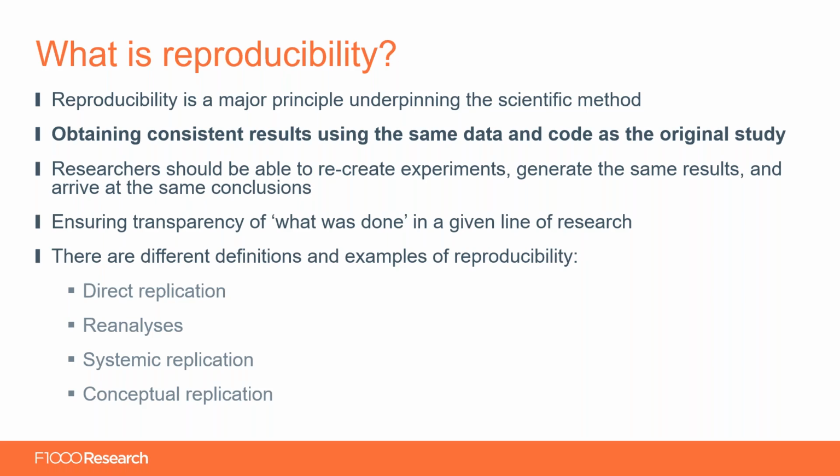So in order to actually recreate that experiment, researchers must have full access to the original paper and data. So in other words, what was done in a given line of research. So this obviously means transparency and open science is absolutely essential in achieving the goal of reproducibility. It's worth mentioning too that there are clearly different aspects to reproducibility, and the definition can vary from discipline to discipline. So we've included a few examples in the slides where we see different aspects of reproducibility in action. So we see things like direct replication, reanalysis, and conceptual replication.